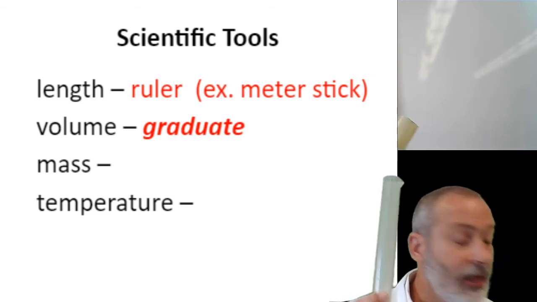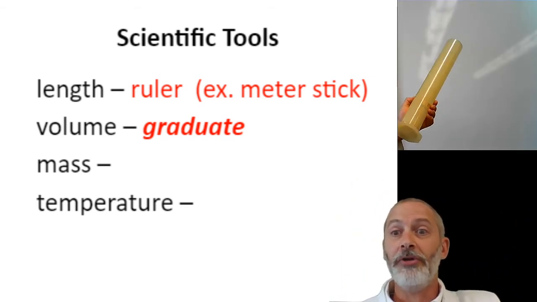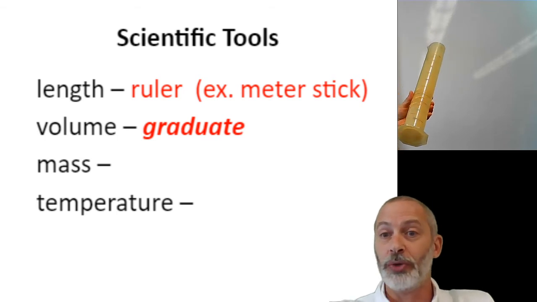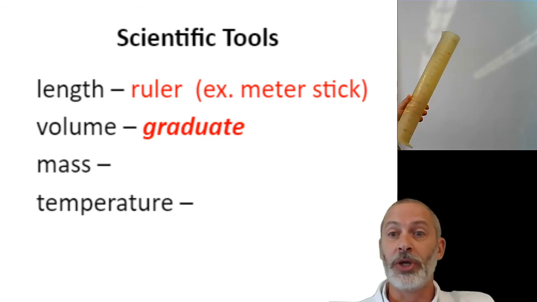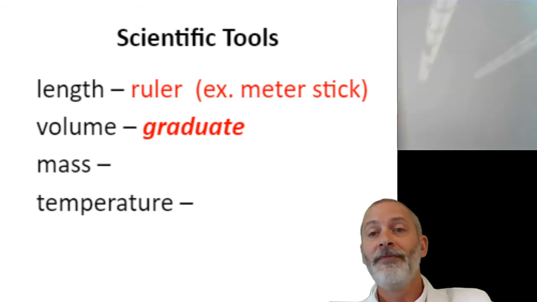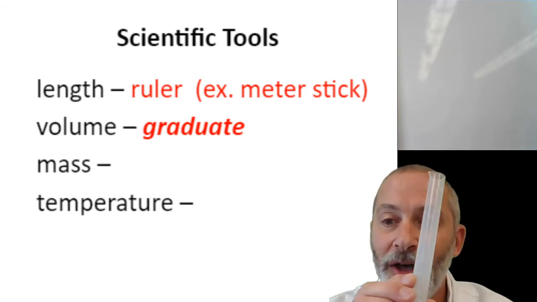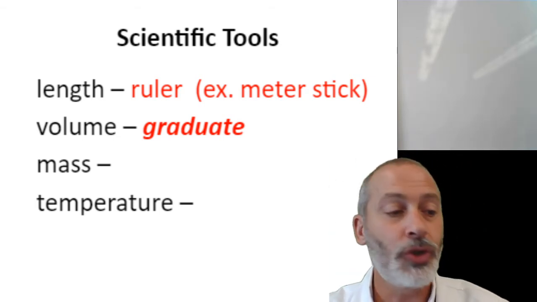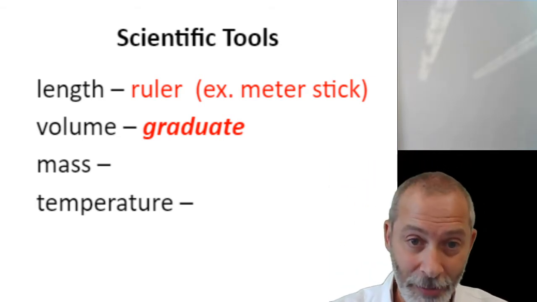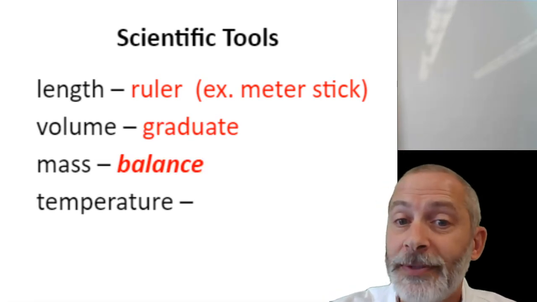Or if we're really measuring large volumes, we've got really big graduates. So you can see the difference between the big graduate and the little graduate. All right, no matter what kind of volume we're measuring, we've got the right tool for the job. That brings us to the next one, which is mass.